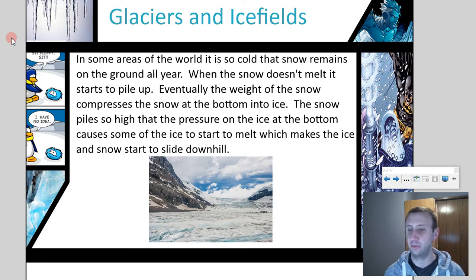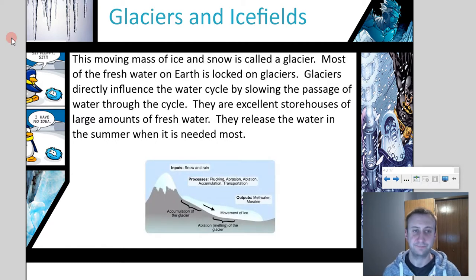And now that there's liquid water, that essentially works as a lubricant to allow the ice to start sliding and moving downhill. And that's why glaciers creep along, advancing, because at the very bottom of that glacier, you have essentially water underneath it from the massively high pressure of all the weight of the glacier pushing down on it. This moving mass of ice and snow is called a glacier.